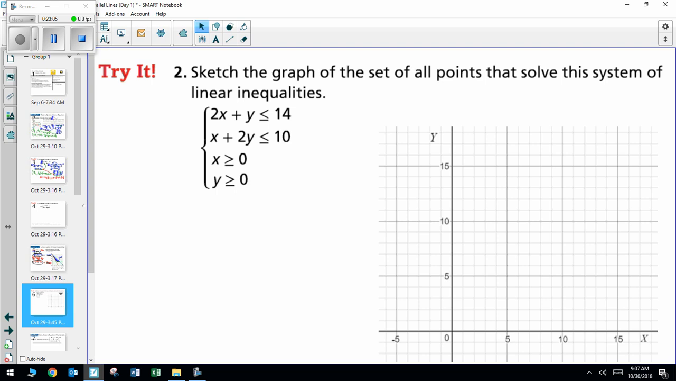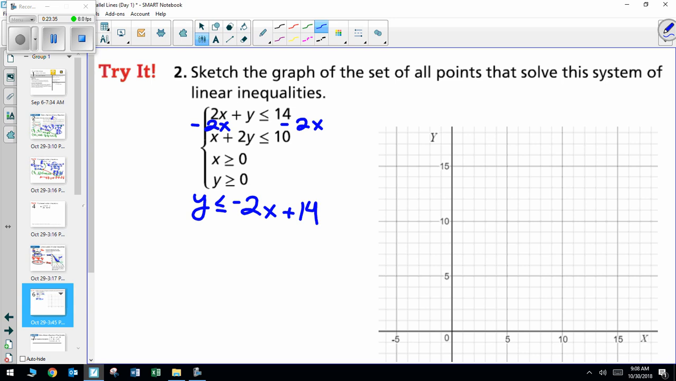Okay, so trying this one. I have two of these that I have to solve for y. What do I have to do to the first one to solve for y? I have to subtract 2x. So if I subtract 2x from both sides, that top equation becomes y is less than or equal to, you could say 14 minus 2x, or you could say negative 2x plus 14. Either way.